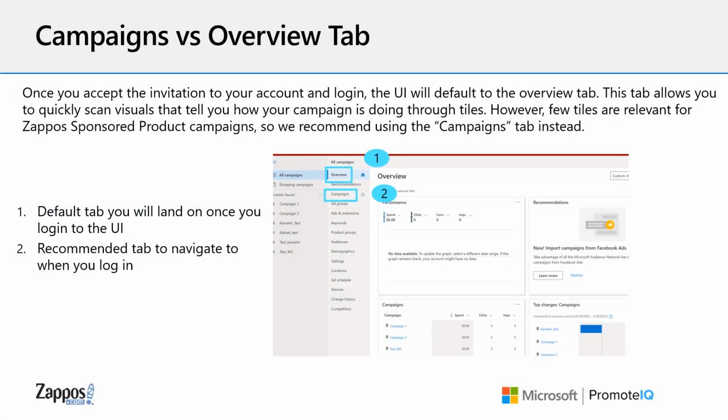Once you accept the invitation to your account and log in, the UI will default to the Overview tab. This tab allows you to quickly scan visuals that tell you how your campaign is doing through tiles. However, few tiles are actually relevant for Zappos Sponsored Product campaigns, so we recommend using the Campaigns tab instead.